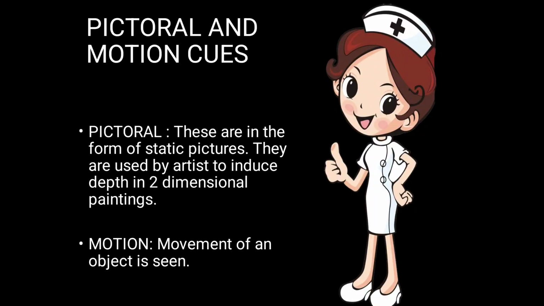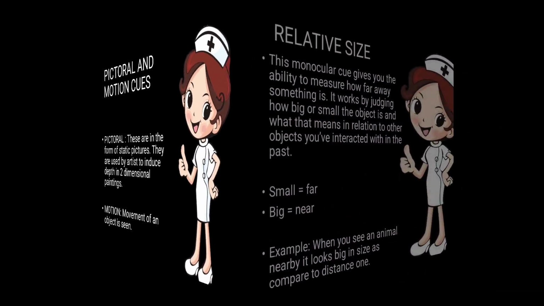Pictorial and motion cues. First one is pictorial. These are in the form of static pictures, static meaning not moving, as in stationary pictures. They are used by an artist to induce depth in two-dimensional paintings. As we all know, paintings are always two-dimensional, drawn on a sheet of paper, but to give the 3D effect they touch up the foreground or the background. It actually applies in our daily life also. Next one is motion. Motion means in which the movement of an object is seen. So different shades and different things are created in the paintings due to which the motion of the things is seen.